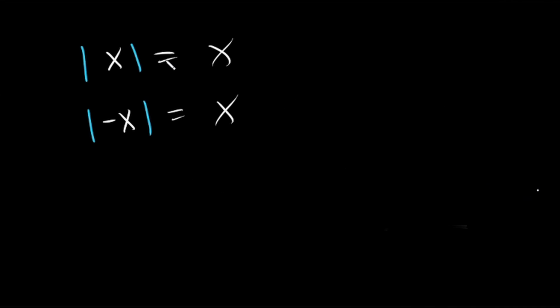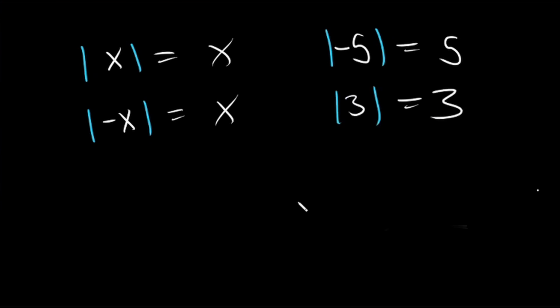Absolute values. The absolute value of a positive number will just be equal to a positive number, and the absolute value of a negative number will still be equal to a positive number. So you have the absolute value of negative 5 would just be equal to 5, and the absolute value of 3 just can be equal to 3.